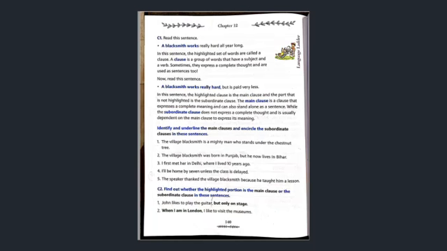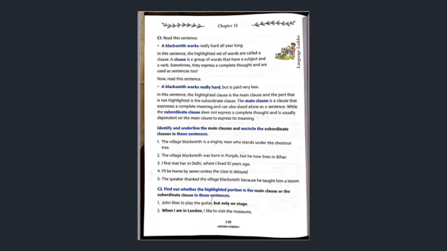Who stands under the chestnut tree is a subordinate clause. Why? Because it doesn't express a complete thought and is usually dependent on the main clause to express its meaning. Now, boys, underline the village blacksmith is a mighty man as a main clause. Now, encircle the subordinate clause who stands under the chestnut tree.